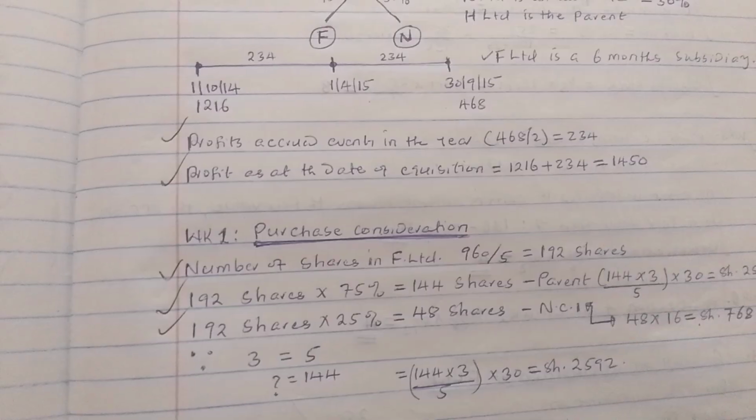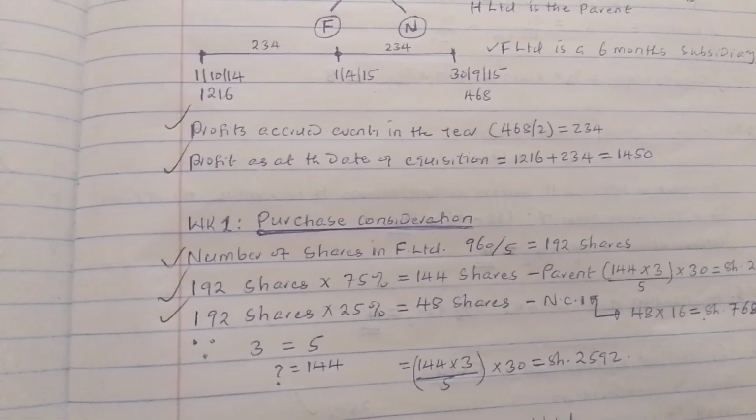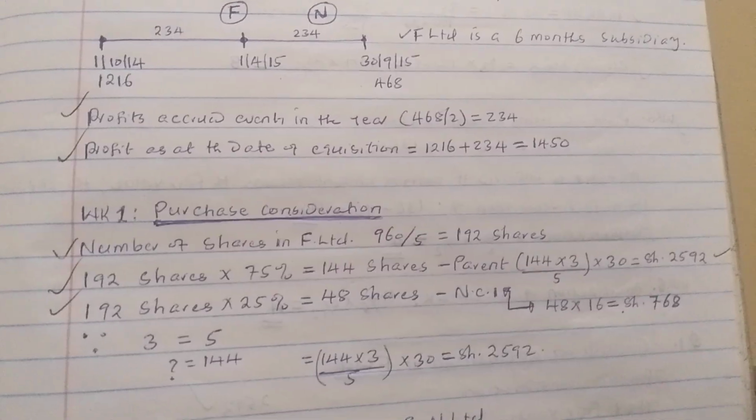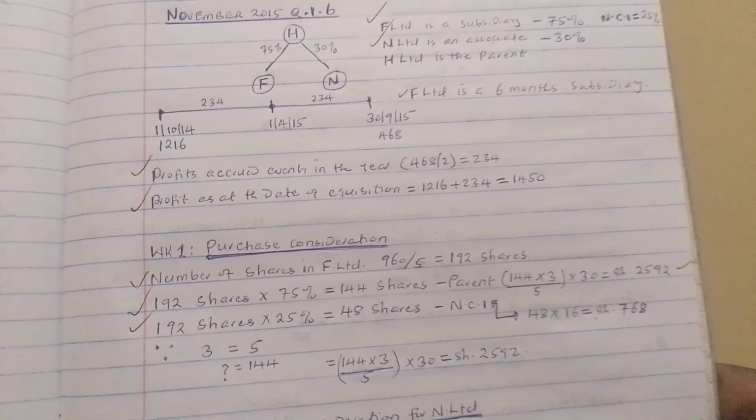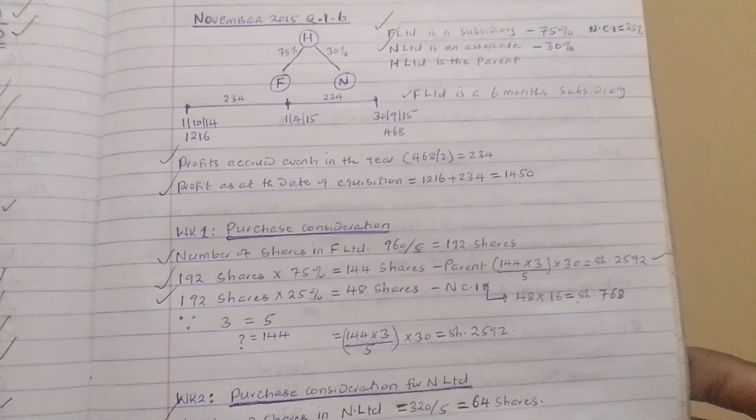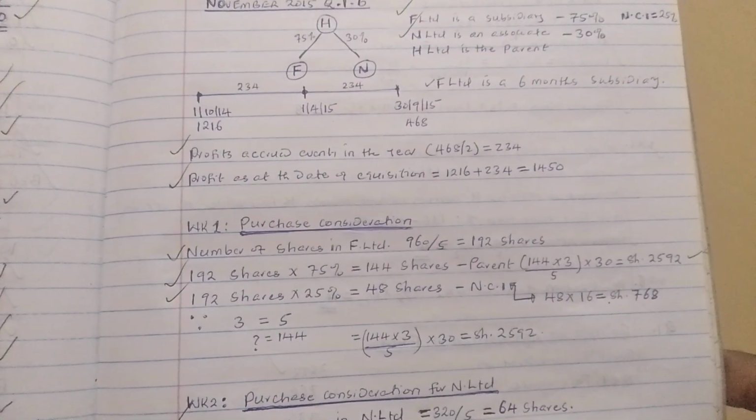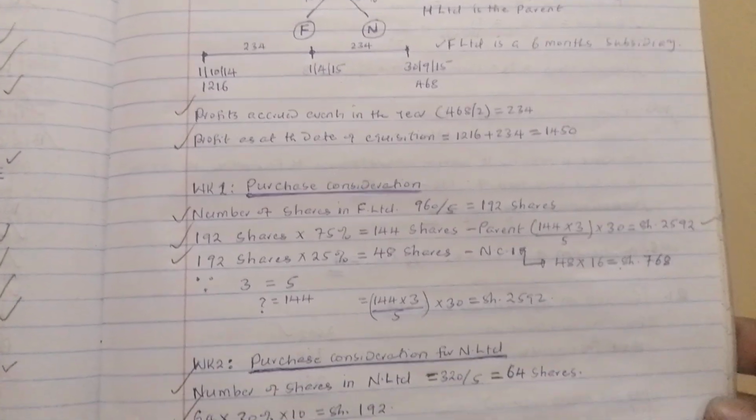Then profits are accrued evenly in the year. You can see how we have divided the profit for each half year. 468, which was given, divided by 2, we got to that 4. And then profit at the date of acquisition, 1216 plus 2, that 4, which is 1450.